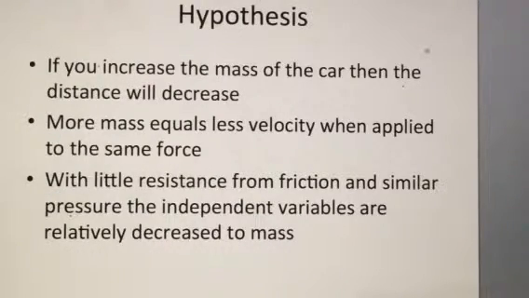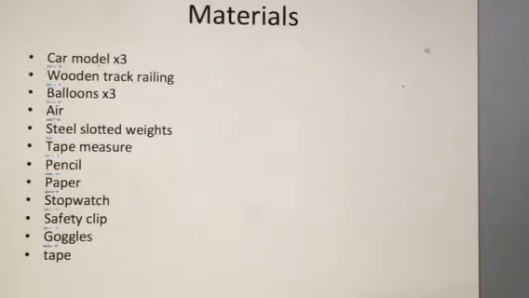My hypothesis was that if you increase the mass of the car, then the distance will decrease. More mass is equal to less velocity when applied to the same force. The force was identical for each car because I kept the air pressure identical for each balloon. Therefore, the only independent variable was the mass that was added to each car. With little resistance from friction, since I used a frictionless floor, and similar pressure, the variables are relatively decreased to just the mass.